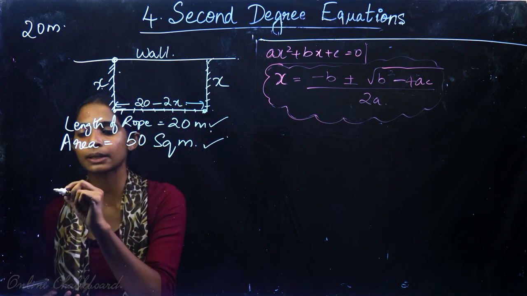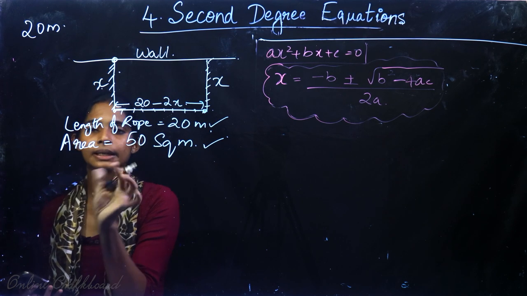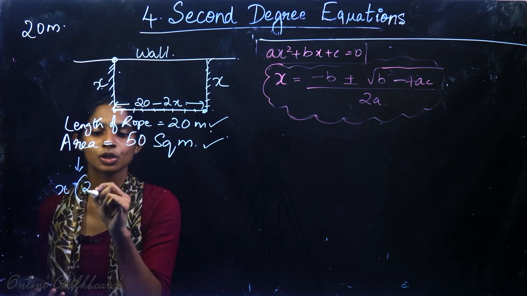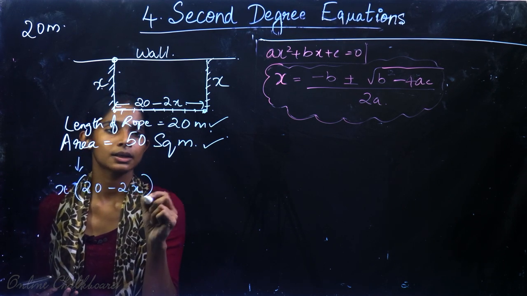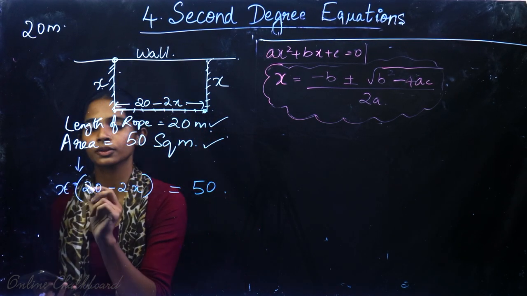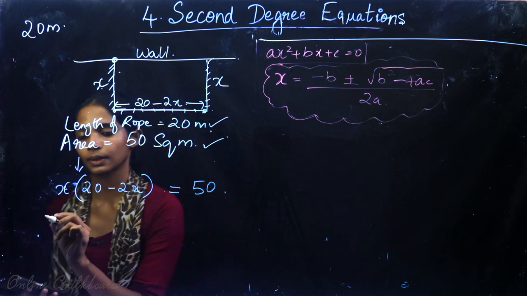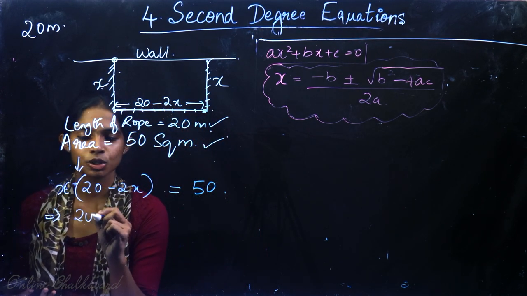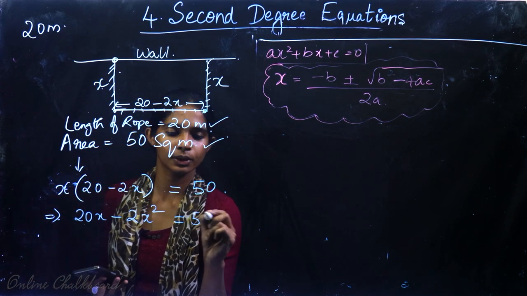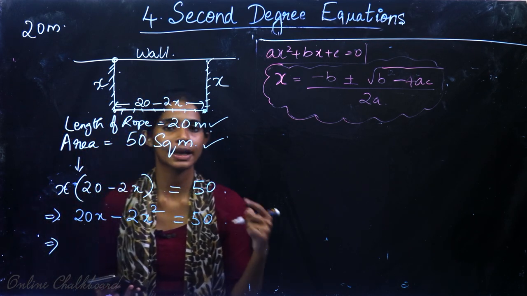So then what can we write? Area equals 50 square meters. Area can be written as x into 20 minus 2x is equal to 50. So the product of these two sides is equal to 50. Now we can simplify this. This implies 20x minus 2x square is equal to 50. So we have to solve this to find x.